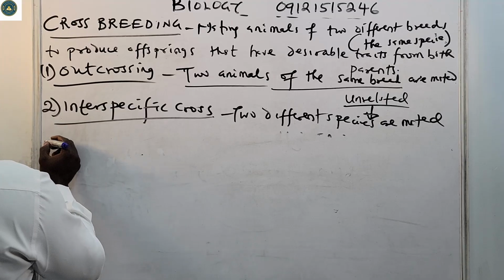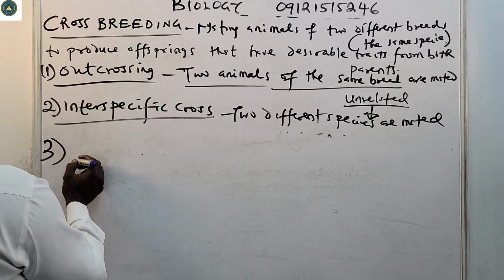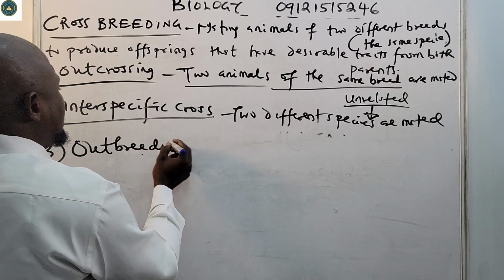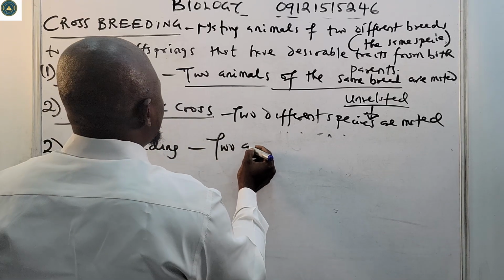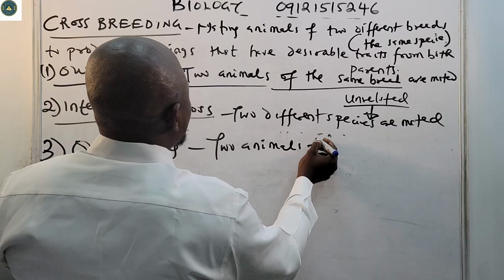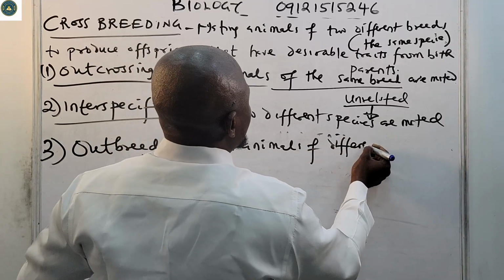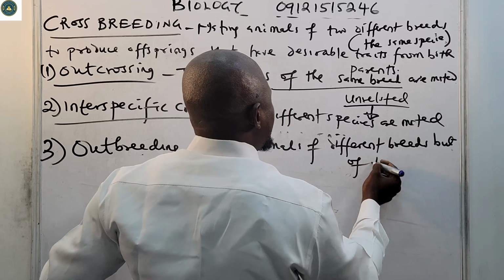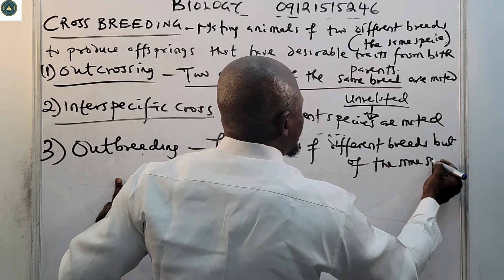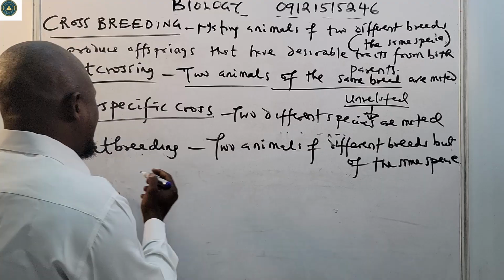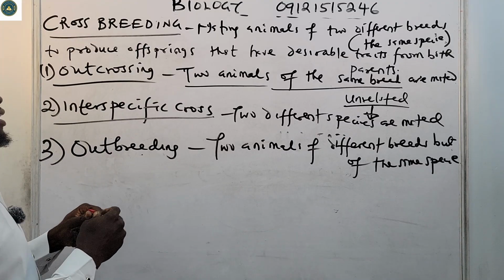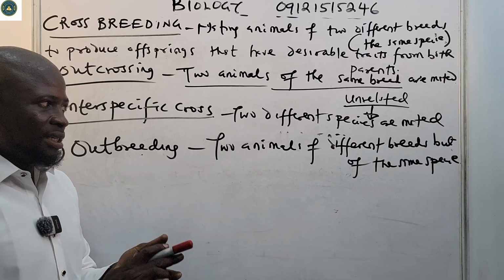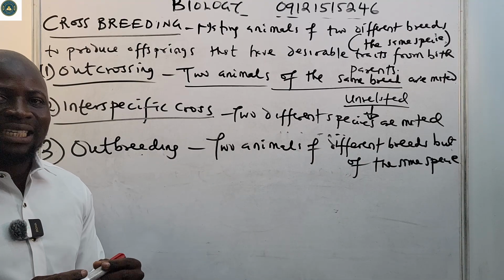Outbreeding. Number three, outbreeding. Here we have two animals of different breeds but of the same species. When they are mated together, that's what we know as outbreeding: when two animals of different breeds but of the same species are mated together.